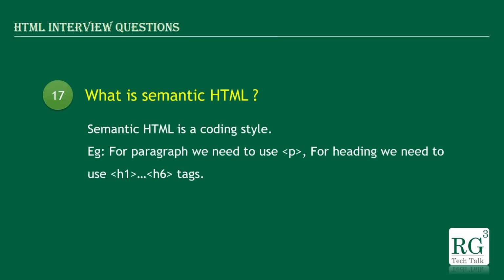Question number 17. What is semantic HTML? Semantic HTML is nothing but a coding style. For example, for a paragraph we need to use the paragraph tag, for headings we need to use H1 to H6 tags, and for an input field you need to use the input tag.